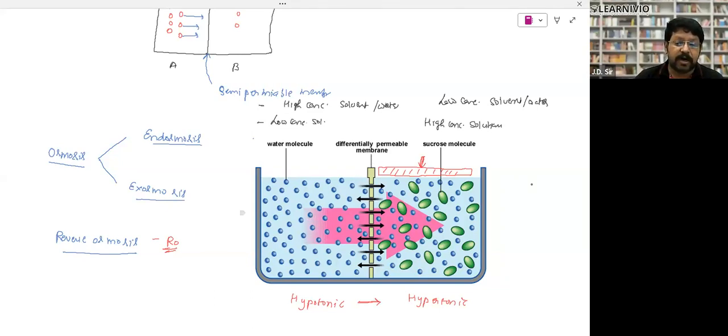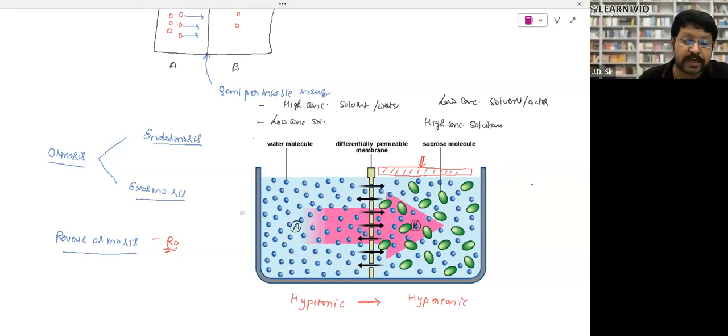When we separate it with the help of a semi-permeable membrane, the water molecules will start moving from A side to B side. The red color arrow shows it. So movement of water molecules is taking place from A side to B side. This process is called osmosis.